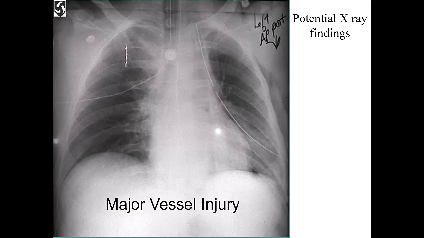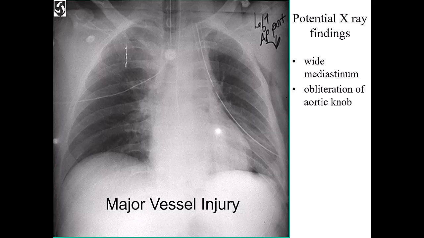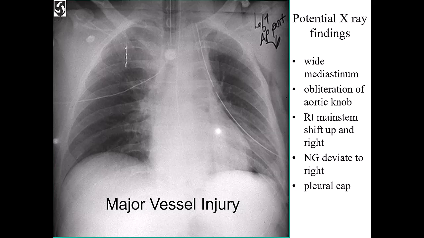Again, we want to be able to see the different areas, so it's important to understand the wide mediastinum, the obliteration of the aortic knob, a shifting of the right mainstem bronchus, and a nasogastric tube deviation to the right. In other words, it's being pushed over. So we know that we have a major vessel injury, like an aortic knob being fractured or ruptured.